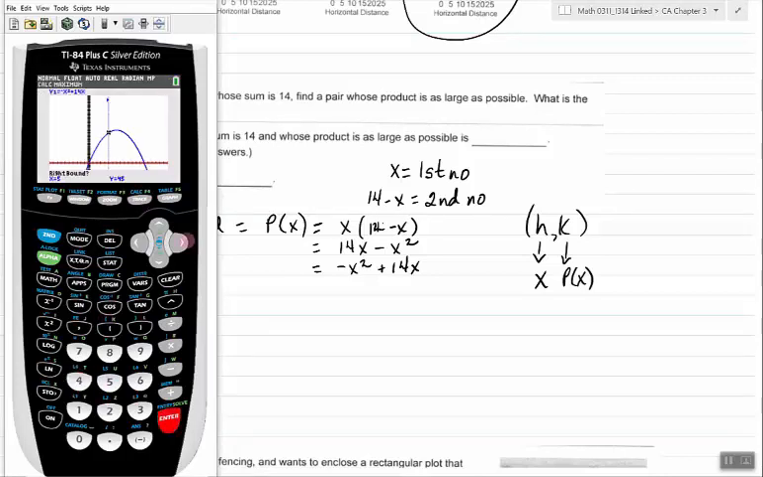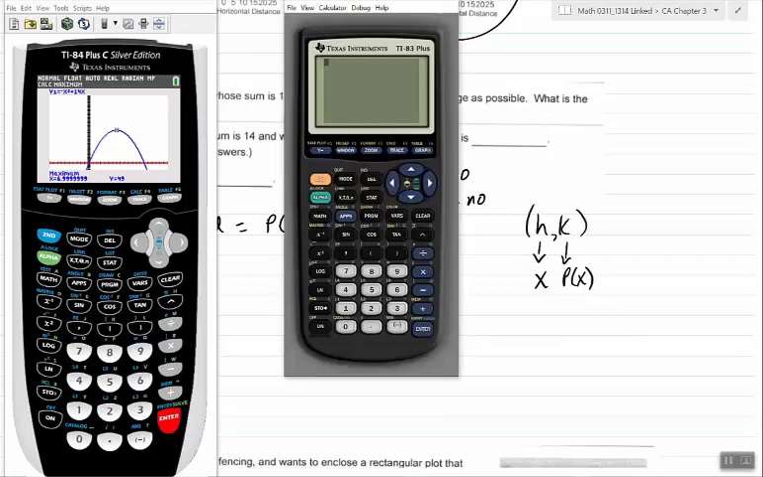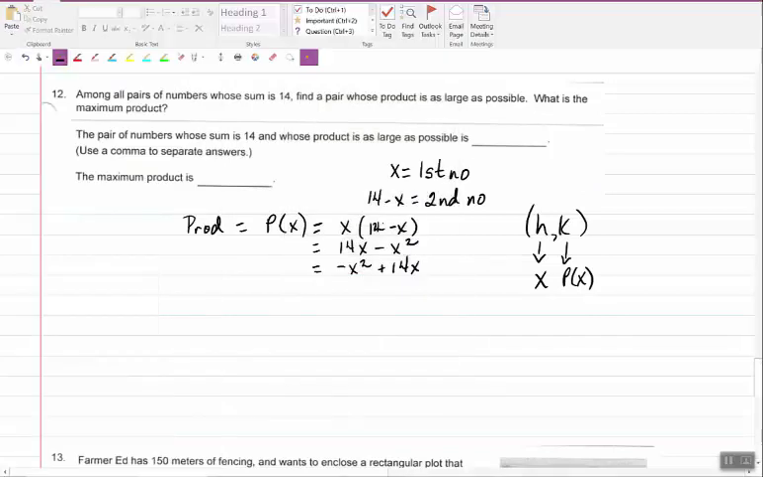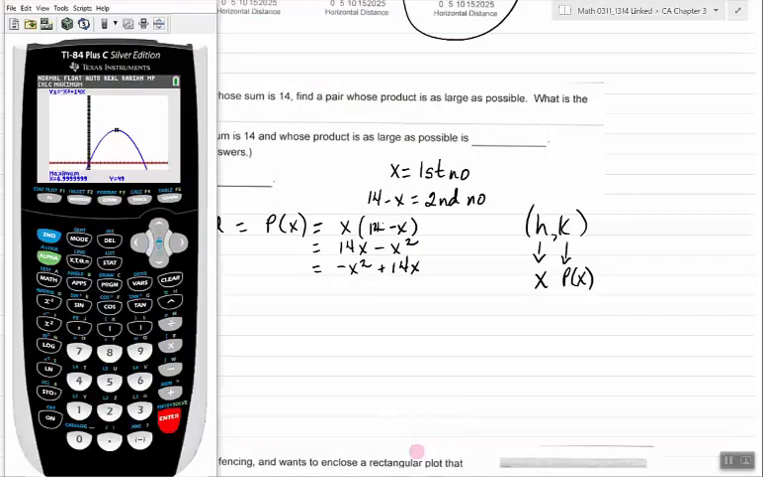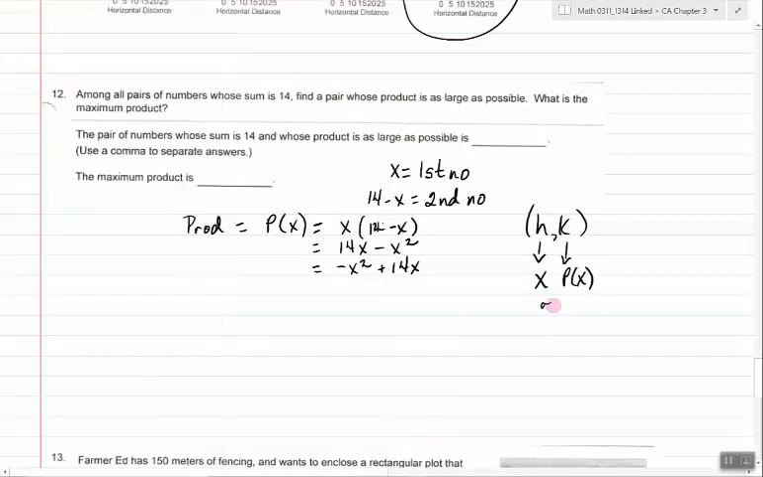That looks like a good left spot. Pass through it. There's the right spot, enter. 6.99999, that rounds to 7. So this is the point 7, comma 49. Whoops. 7, comma 49. So it is 7, comma 49.